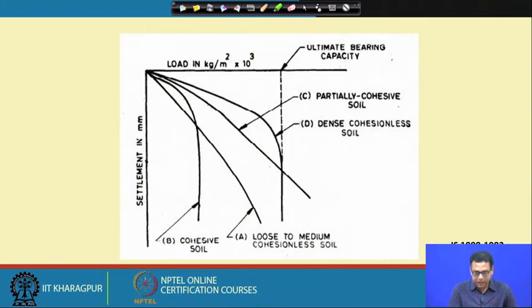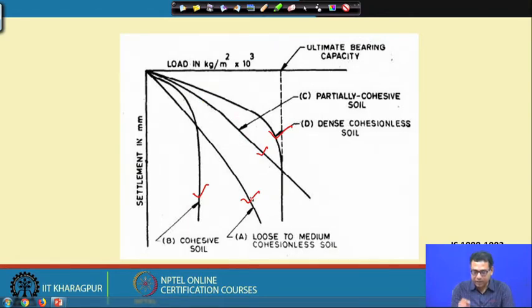Now, at the end of the test we will get this type of plot. This is the plot for the cohesive soil, this is the plot for the loose to medium cohesionless soil, this is for the dense cohesionless soil, and this is partially cohesive soil. This chart is taken from the IS code. But one thing that I want to mention: if you look at these different plots, here we are not getting any peak.